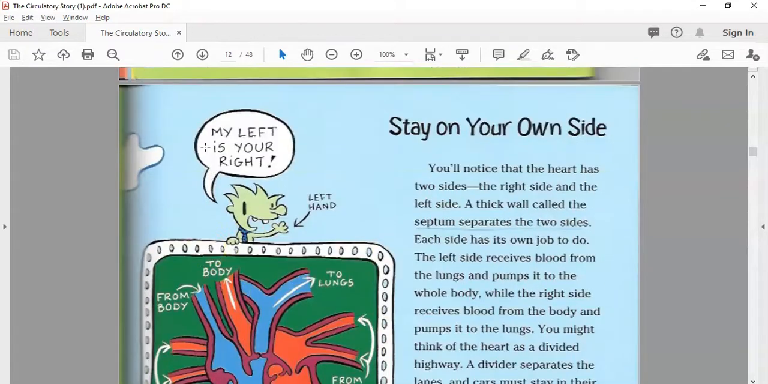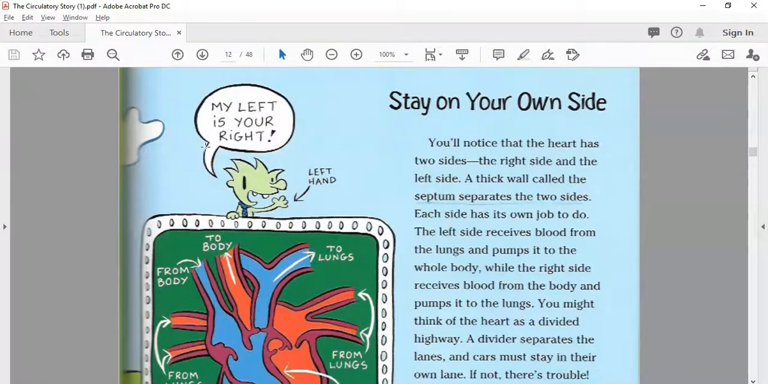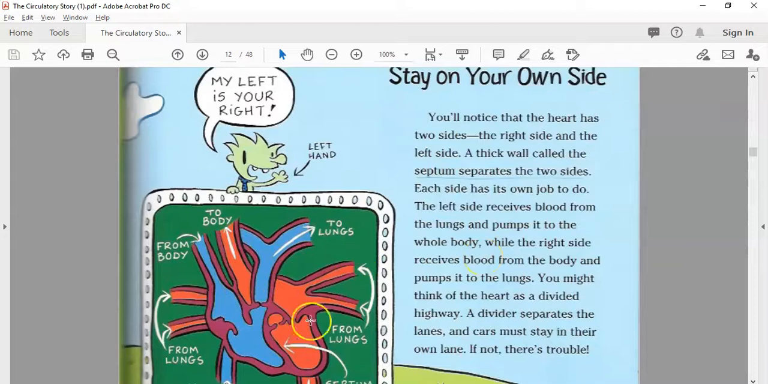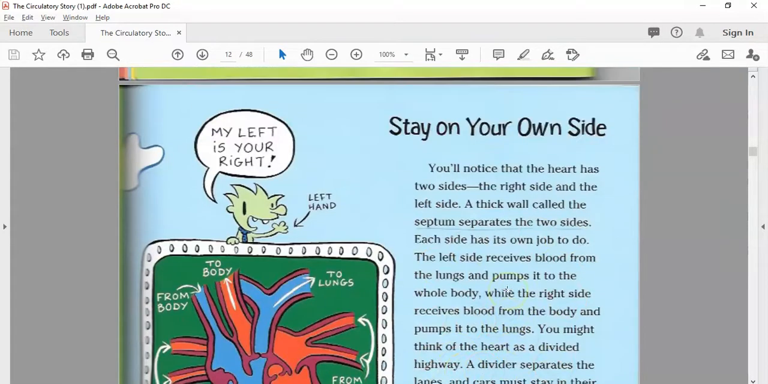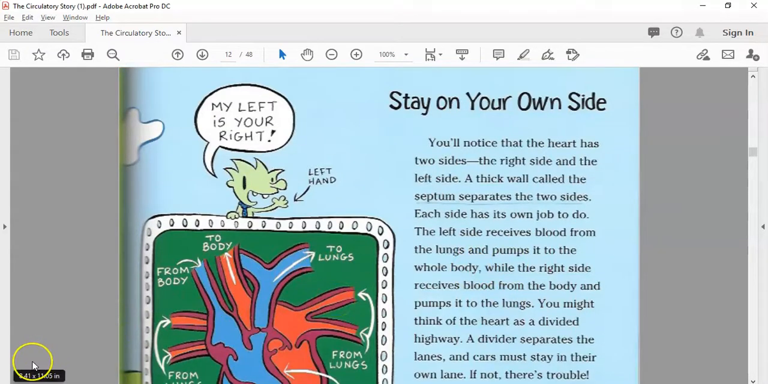So what is this section about, boys and girls? Remember, is it a who or is it a what? It's a what. Good. What is it talking about? Your heart. Yes, look at this illustration. The author even showed us an illustration, a diagram of the heart. Okay, good. What about the heart? What is so important about this section that talks about the heart? It is divided into two sides. Good. So let's go ahead and write that in our handy dandy notebook.